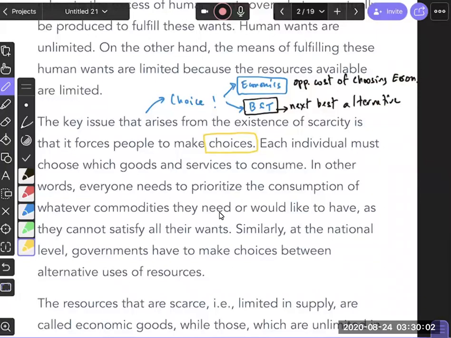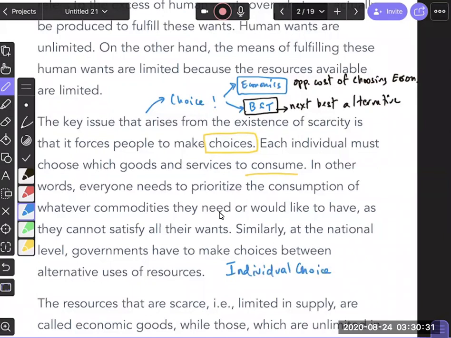So each individual must choose which good and service to consume. You may need to decide which goods and services you may need to buy. So you need to basically prioritize your consumption, right? Because you cannot satisfy all your wants, you need to make a priority. Those which are giving you probably more benefit are basically being preferred over others. And this kind of choice that you are making is what we sometimes call individual choice. This is an individual choice.